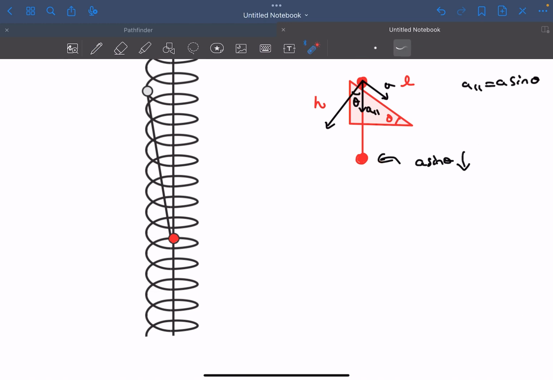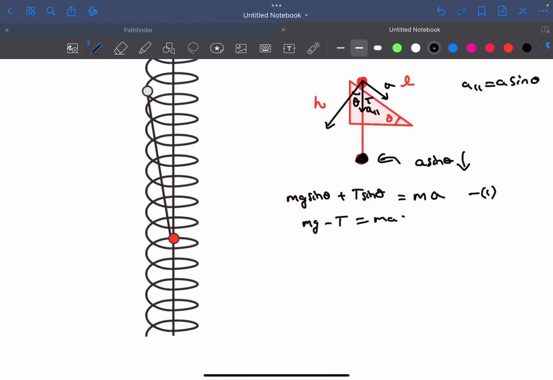Now let's write two F equals ma equations. The first equation will be for this bead, and as we know, the force along the helix is going to be mg sine theta, plus there will be a T sine theta component because of this string. This would be equal to the mass of the bead times the acceleration, which we assumed to be A. This would be equation number 1. And the second equation, let's write for this bead over here. So we can say mg minus tension T equals ma sine theta.